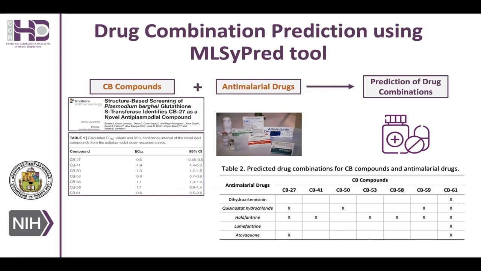We used the machine learning synergy predictor tool to predict drug combinations between CV compounds and antimalarial drugs. The CV compounds are a set of 7 antiplasmodial compounds that we recently identified in our lab. This table summarizes the predicted drug combinations for the CV compounds and the antimalarial drugs. For all the CV compounds, there were predicted synergistic drug combinations with antimalarial drugs.